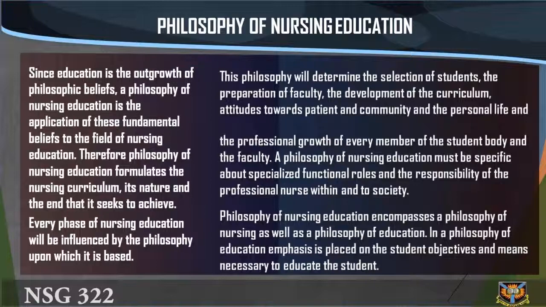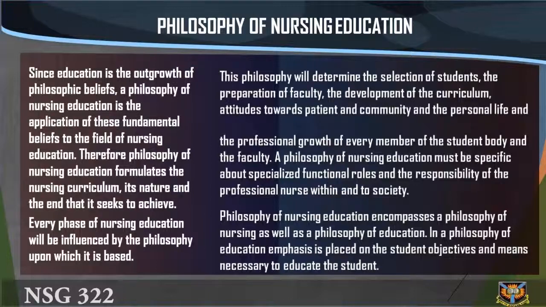Philosophy of nursing education. Since education is the outgrowth of philosophic beliefs, a philosophy of nursing education is the application of these fundamental beliefs to the field of nursing education. Therefore, philosophy of nursing education formulates the nursing curriculum, its nature, and the end that it seeks to achieve. Every phase of nursing education will be influenced by the philosophy upon which it is based. This philosophy will determine the selection of students, the preparation of faculty, the development of the curriculum, attitudes towards patients and community, and the personal life and the professional growth of every member of the student body and the faculty.